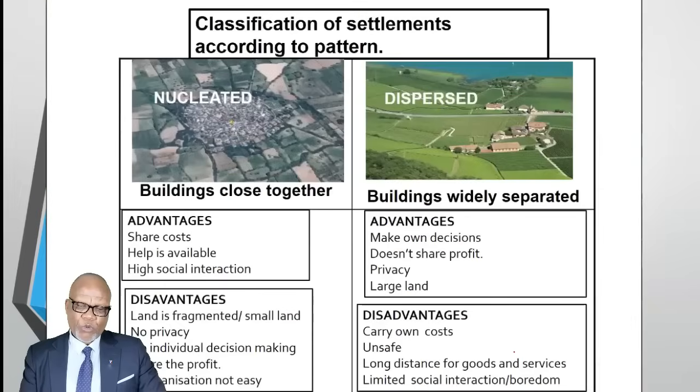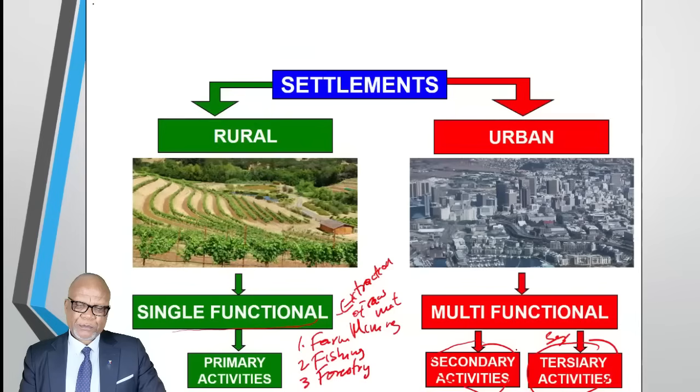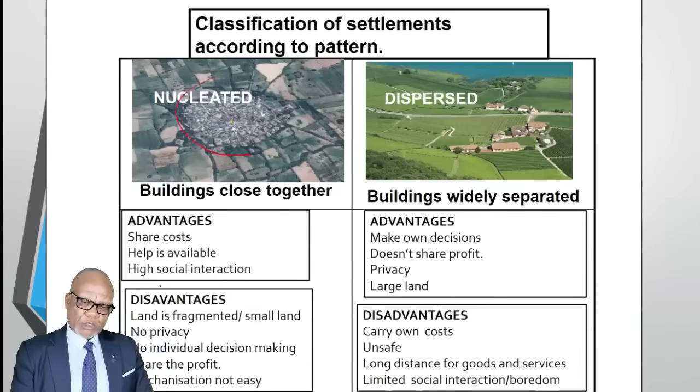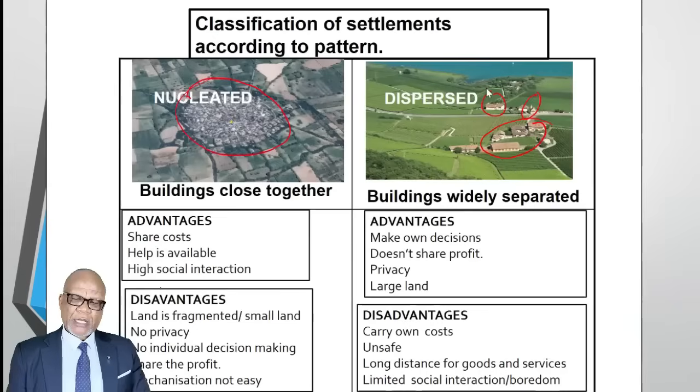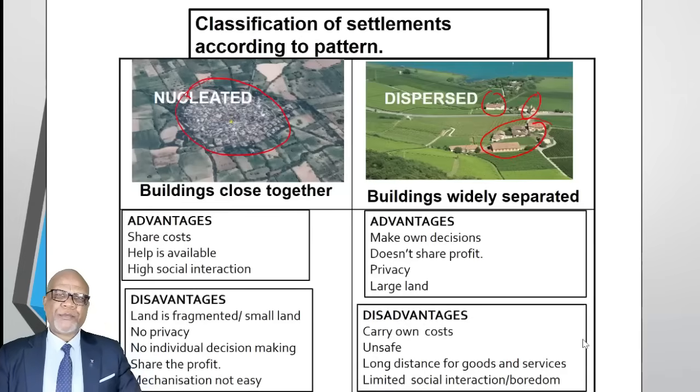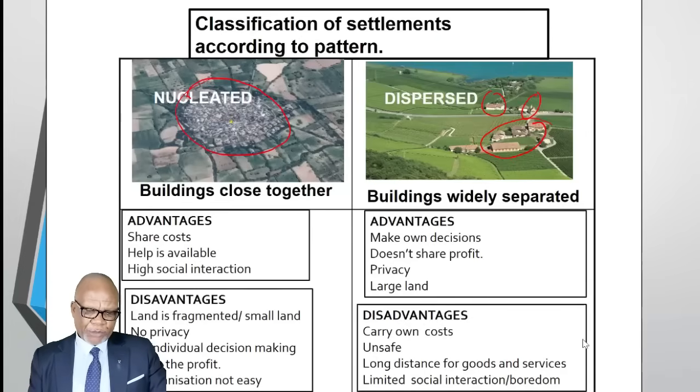And then we have settlements according to pattern. Now, when you classify settlements according to pattern, what is that? We are saying, are the buildings closer to each other, or are the buildings far from each other? So that is a pattern. So that is a simple classification of settlements according to pattern.